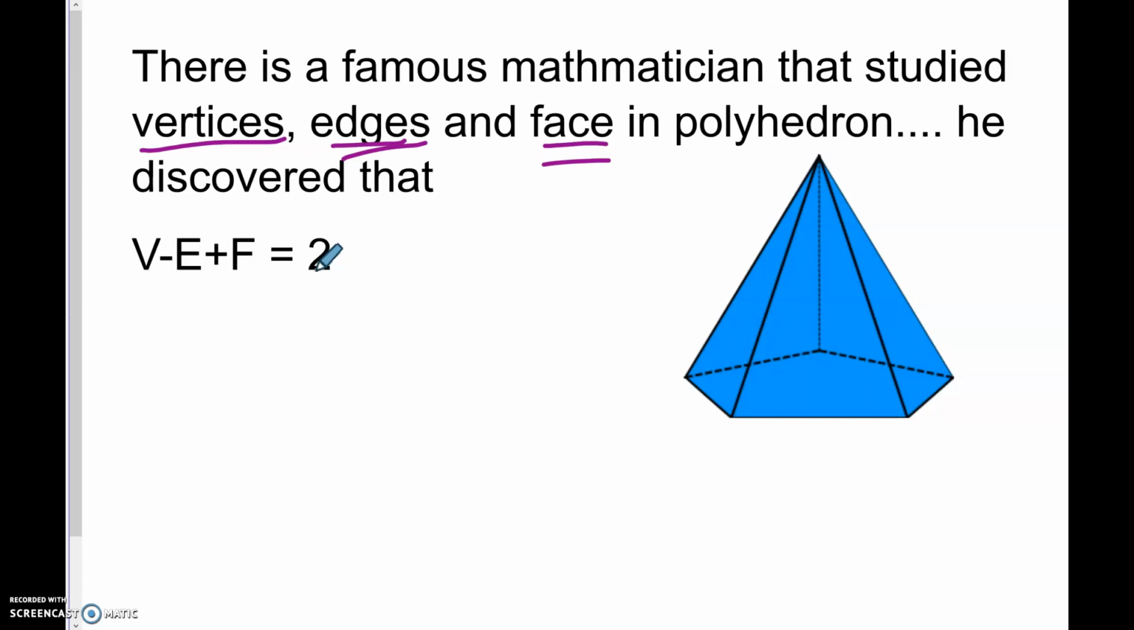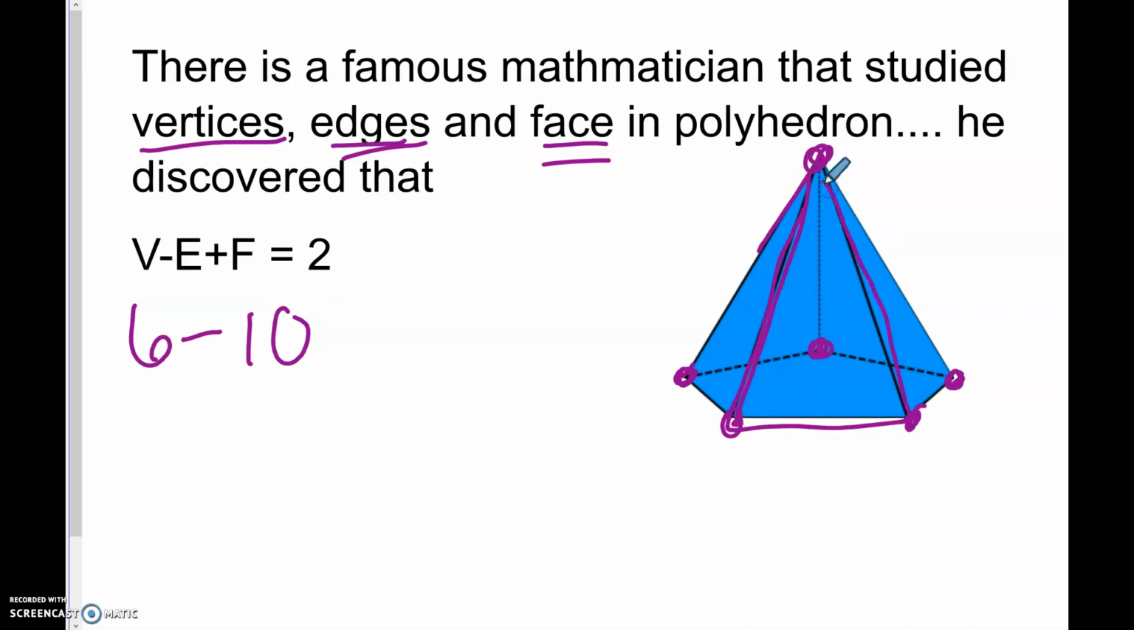So let's just go through, and I just picked one figure. So we've got 1, 2, 3, 4, 5, 6 vertices. Then the number of edges this has. So the edges, we've got 5 going across the bottom and 5 coming up. So that gives us a total of 10. And the number of faces is we have 5 triangles going around, and then the one on the bottom, the pentagon. So we have 6 different faces, and this is going to come out to 2, they say.